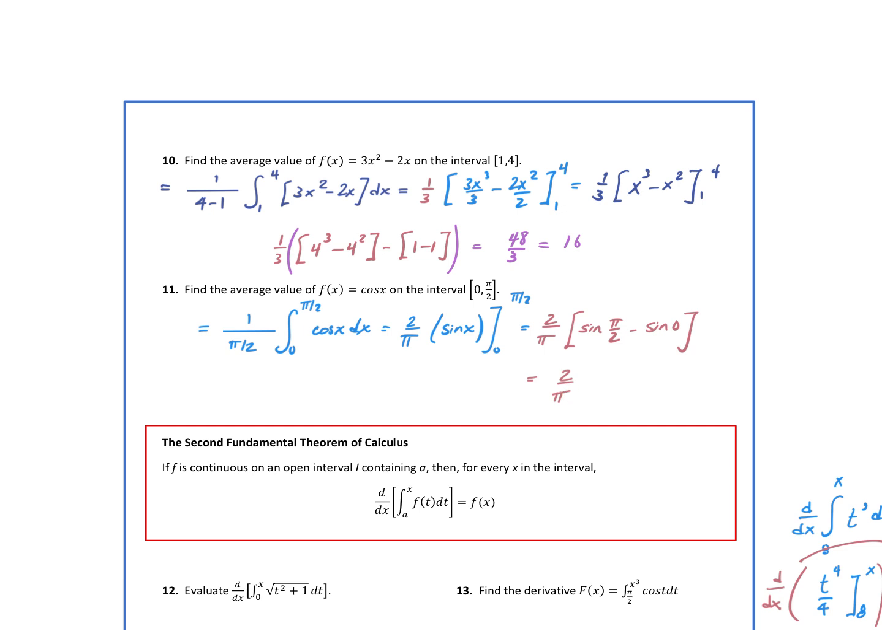You want to make sure that this is going to the whole thing. So when you're integrating and plugging in your bounds, keep it on the outside, like here. So it's on the outside, and then you have the upper minus the lower. It's on the outside, upper minus the lower.